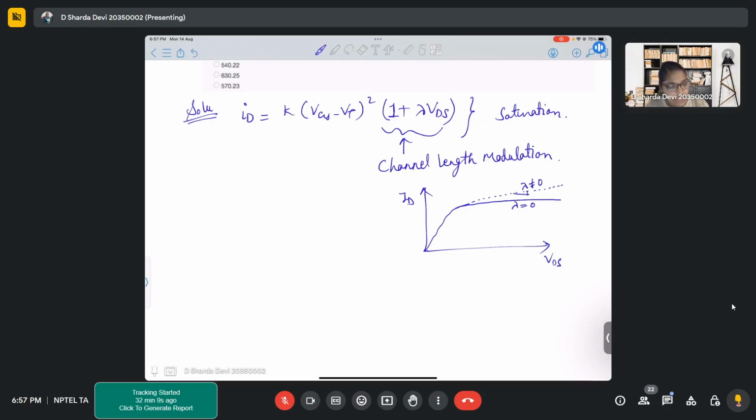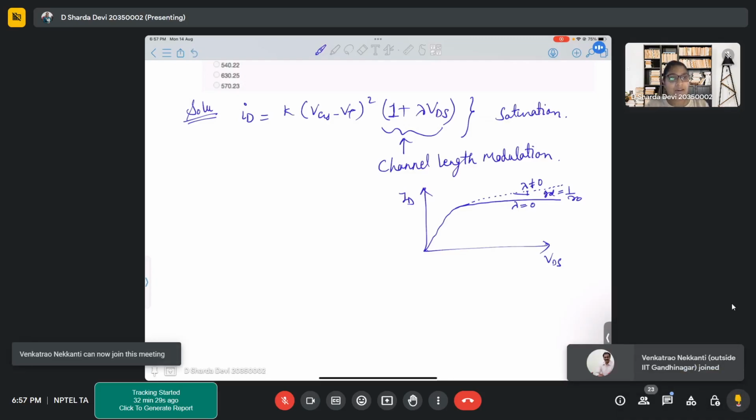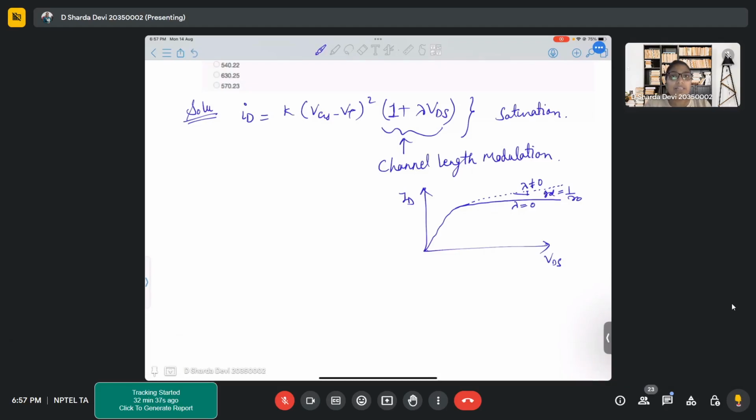This slope is known as GD, or we can call it 1 by R naught, which shows you the output impedance of your MOSFET. And this nonlinearity, or this slope, is also denoted in terms of lambda. This lambda is now not equal to 0. Earlier it was equal to 0, when we said it is an ideal MOSFET. Now lambda is not equal to 0, and this effect is known as channel length modulation. Is it clear?